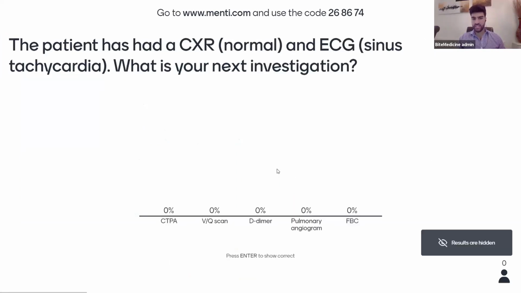So the patient has had a chest X-ray, which is normal. Their ECG shows sinus tachycardia. What is your next investigation? So this is why now you need to think about what the patient's Wells score is. But you don't really need to know it in depth. You just need to think, is this likely to be a PE or is this unlikely to be a PE? Because that will guide your next investigation.